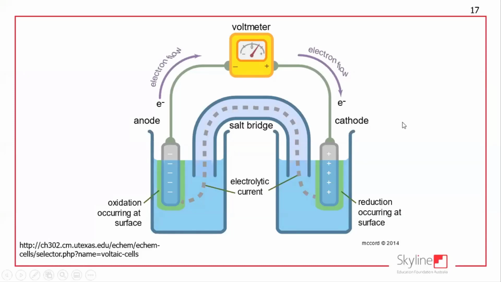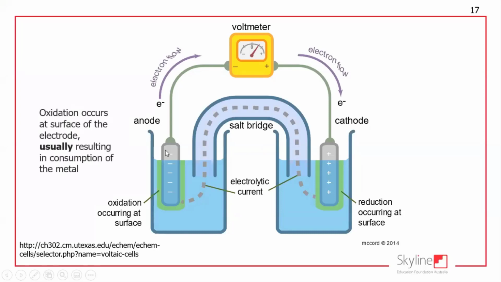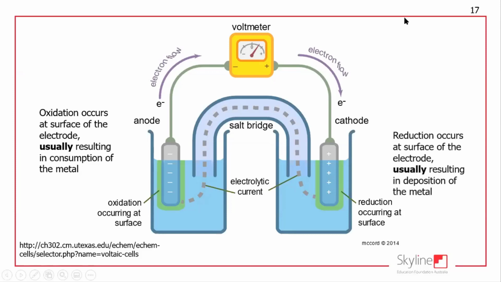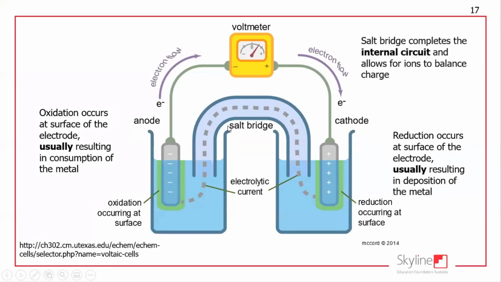And we can see at the anode where we're producing electrons, electrons go through this external circuit and then go into the cathode. So oxidation occurs on the surface of the electrode, usually resulting in the consumption of metal, which will mean this electrode will start to wither away. Reduction occurs on the surface of the electrode, usually resulting in the deposition of metal. And the salt bridge here completes the internal circuit. I'm just going to cover what the salt bridge actually does and why it's so important in just one second.